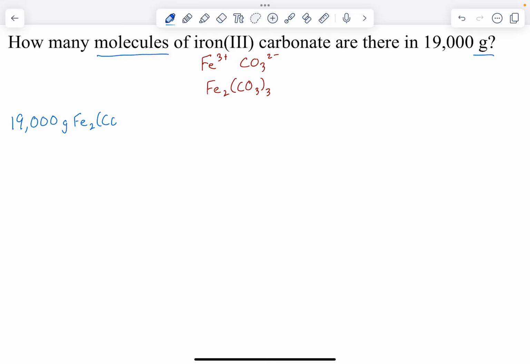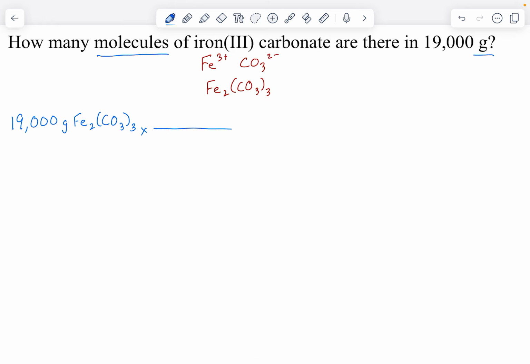This is really going to serve you well when you get to a future unit called stoichiometry, where having the name or the formula written down is so helpful. So we've got 19,000 grams of iron 3 carbonate. Now remember, we want to get to molecules eventually. Let's not worry about that. Let's just convert grams to something we know how to do.